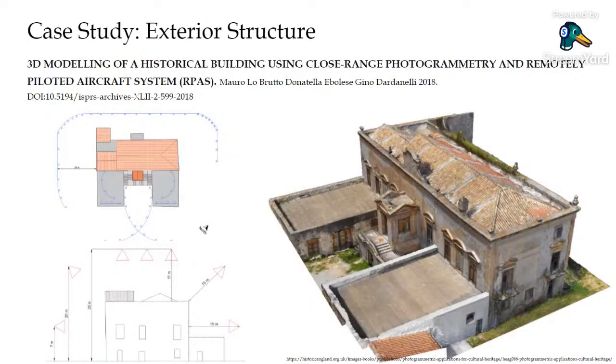Another project from 2018 used a combination of drone and close-range photogrammetry to create a 3D model of a villa in Italy. And the aim of this was to use 3D models as a way to monitor the villa's state of conservation, which would help in restoration projects. And you can see their process for acquiring images from the two photos on the left.